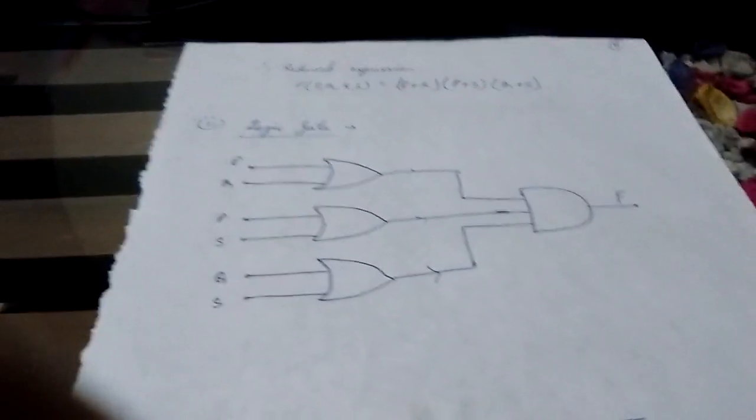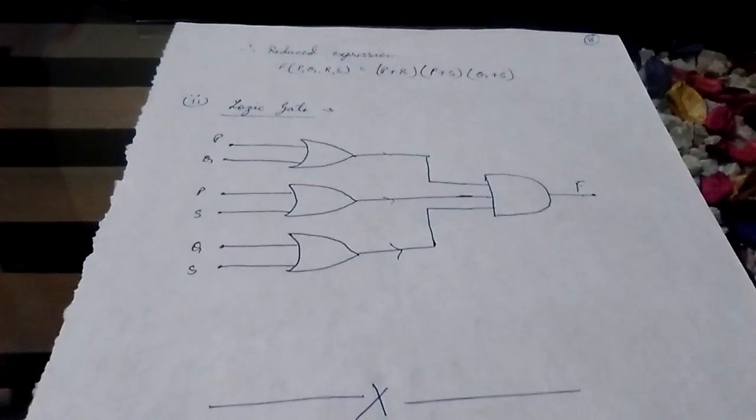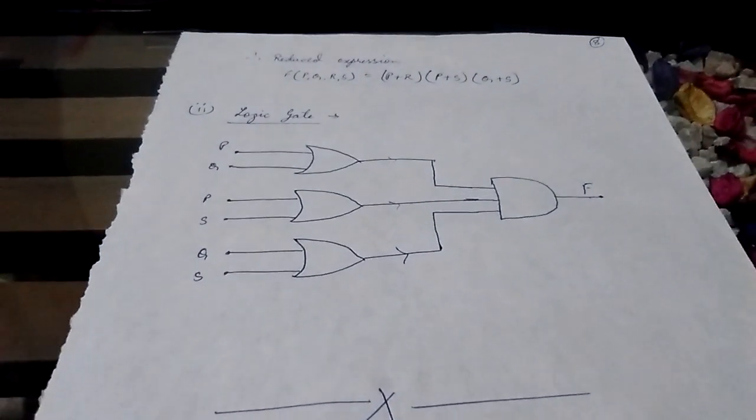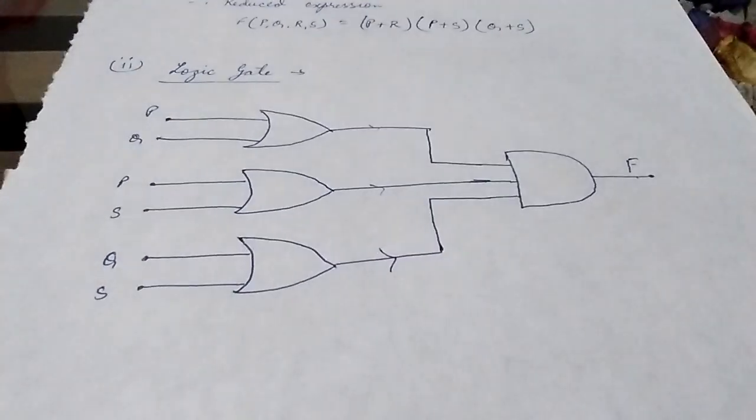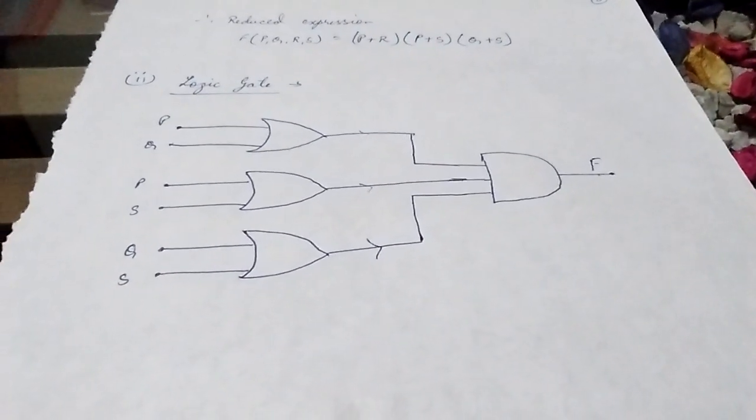So this is all about the Karnaugh map, how to plot, how to reduce, and from the reduced expression how to make the logic gates diagram.